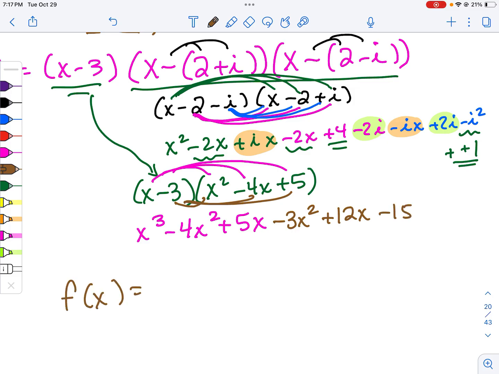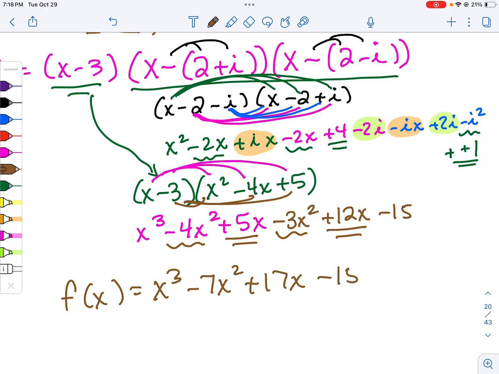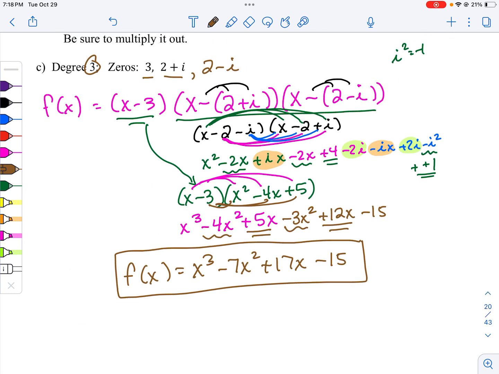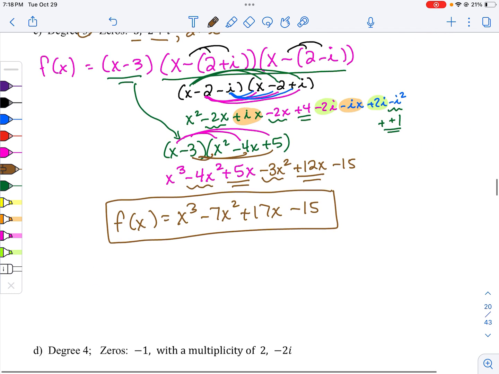So my final polynomial that gives me the zeros that we had up above is x to the third. I've got a negative 4x squared and a negative 3, so that's negative 7x squared. I got a 5 and a 12x, so that gives me a 17x. And I've got that minus 15 at the end. So there is my polynomial.